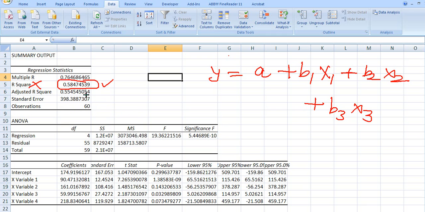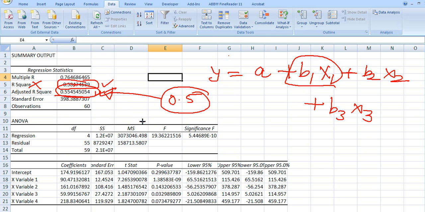For multiple regression, the valid factor for us is adjusted R square. So we should rely on this adjusted R square and compare it with the case of only one variable. We saw that in the case of only one variable, the adjusted R square was 0.5. So we say that, okay, increasing the number of variables is giving us a better picture, right?